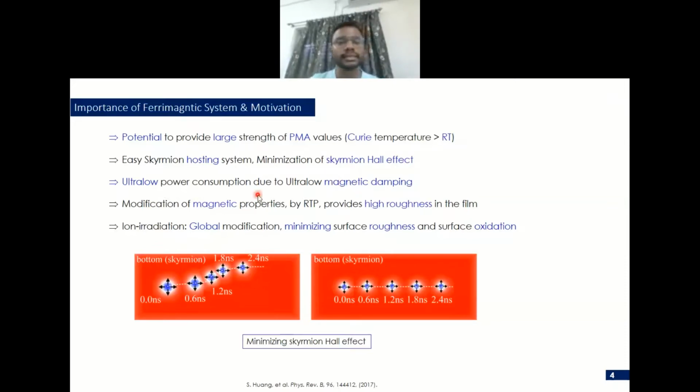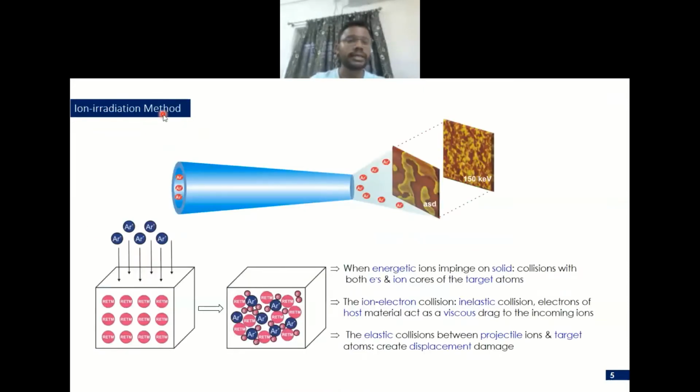So here we are interested to tune the magnetic properties by an external parameter like RTP or others. But the problem with thermal treatment, like rapid thermal processing, is that it is difficult to control the high roughness. Due to the roughness, we cannot control that. So here we use an external parameter like ion irradiation. There you can minimize the surface roughness and surface oxidation. So let's see how this ion irradiation works.